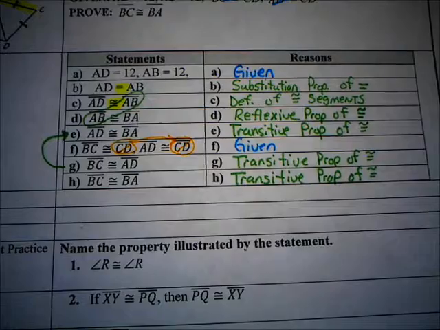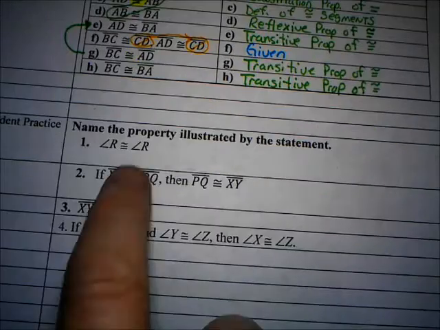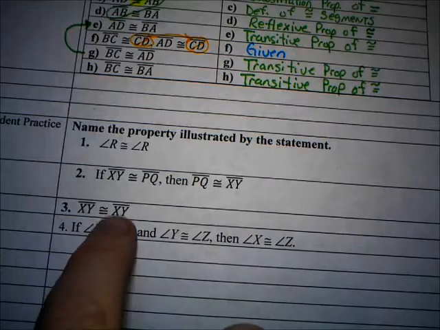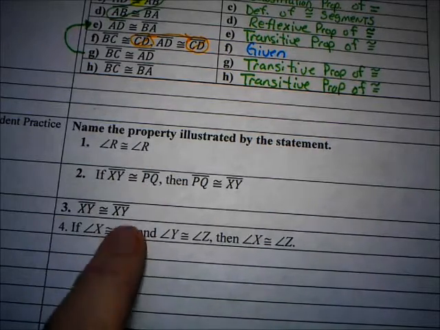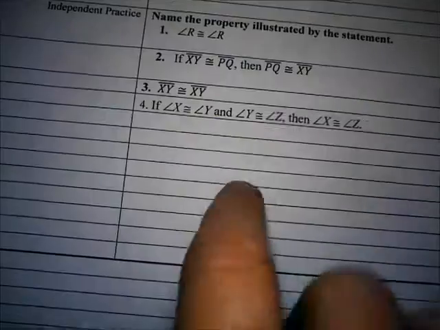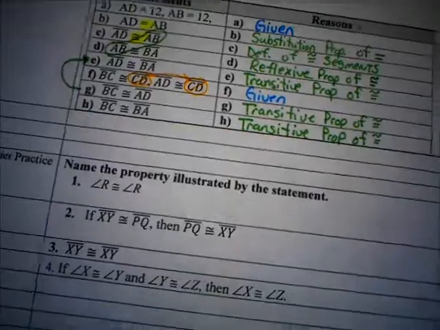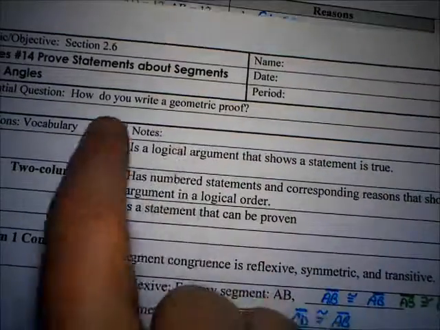Alright, I know these are tough. That's why I'm trying to take them slow. Here's your independent practice. I want you to name what these properties actually are, and we'll discuss them in class tomorrow. Make sure you answer your summary on how do you write geometric proofs.